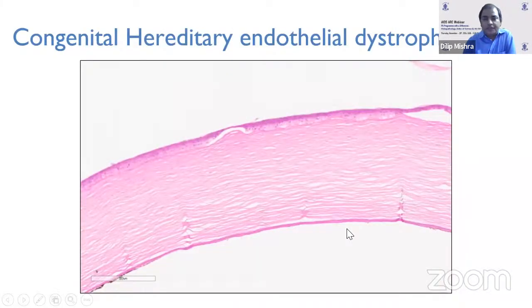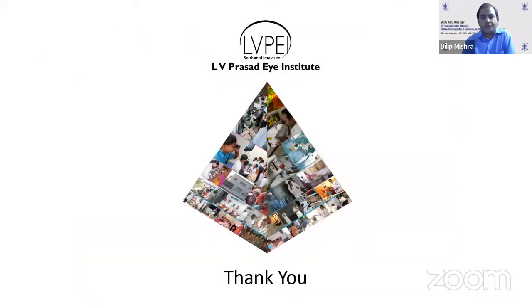Further, you see that there is a subepithelial bullae or cleft-like formation along with basal cell hydropic degeneration, and this is the subepithelial bullae. The stroma is less stained, so there is stromal edema, and you can see that in the Descemet membrane there is loss of endothelial cells. So it confirms it is CHED or congenital hereditary endothelial dystrophy. So thanks for giving me time.